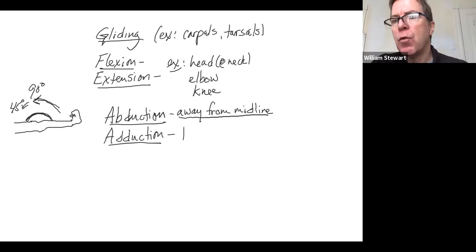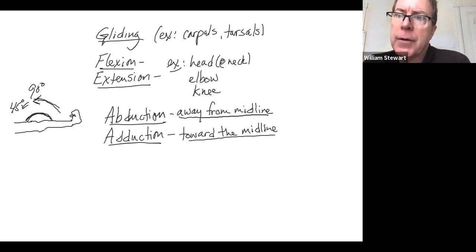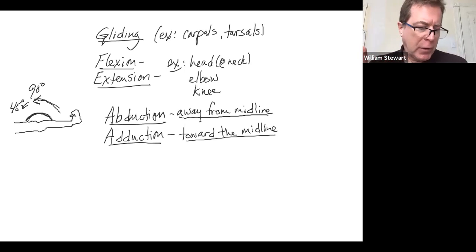Adduction is moving toward the midline. So now if you lower your arms back to your sides, you are adducting your arms because they are moving toward the midline. This can occur with your arms at the shoulder joint. It can occur all over the body. It can occur with your legs at the hip joint. But the classic examples are arms and legs.